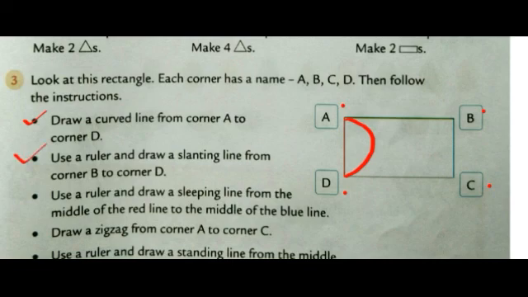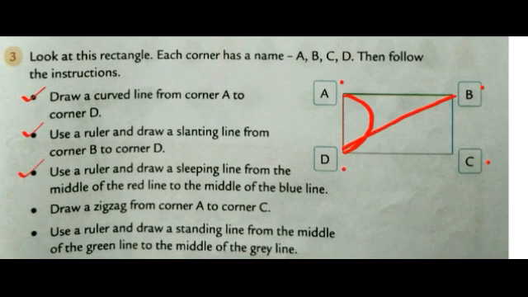Now see the next point what they are asking. Use a ruler and draw a slanting line from corner B to corner D. Now we have to draw a slanting line using a ruler from corner B to corner D. This way. Okay.